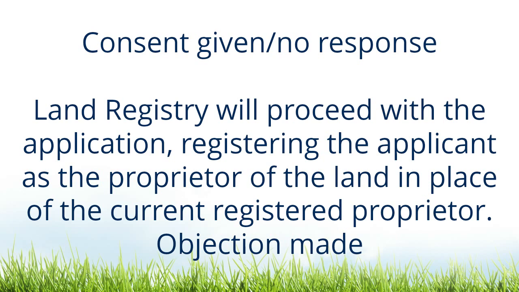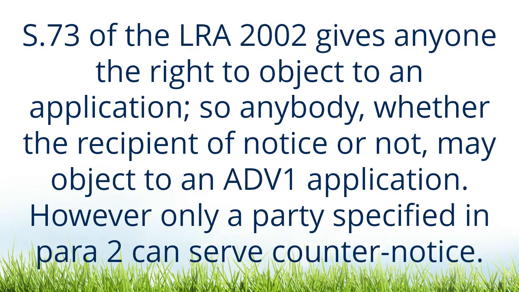Land Registry will proceed with the application, registering the applicant as the proprietor of the land in place of the current registered proprietor. Objection made. Section 73 of the LRA 2002 gives anyone the right to object to an application, so anybody, whether the recipient of notice or not, may object to an ADV1 application. However, only a party specified in paragraph 2 can serve counter notice.